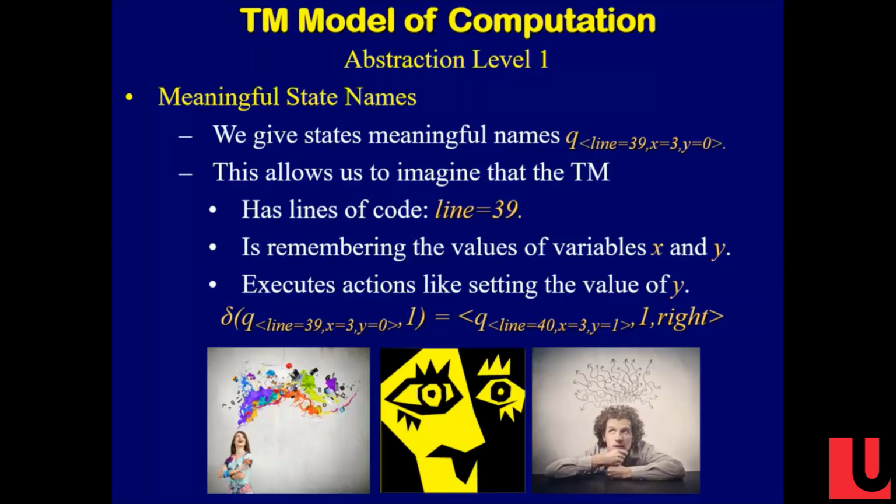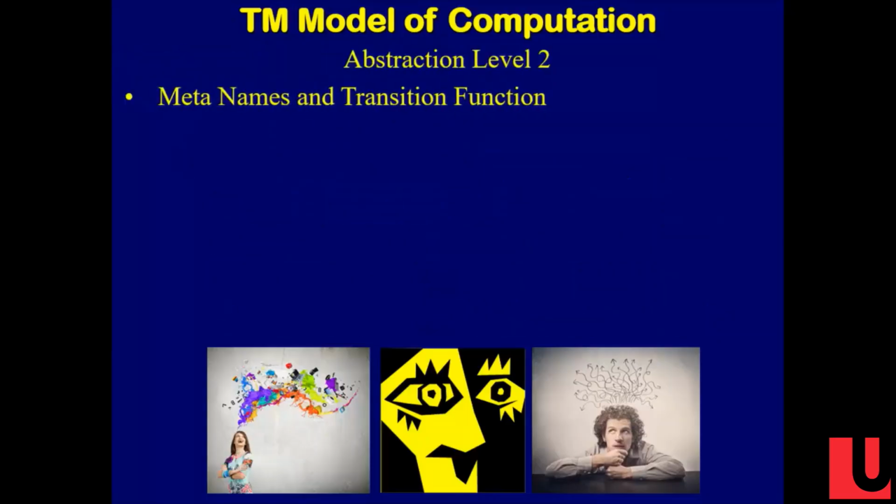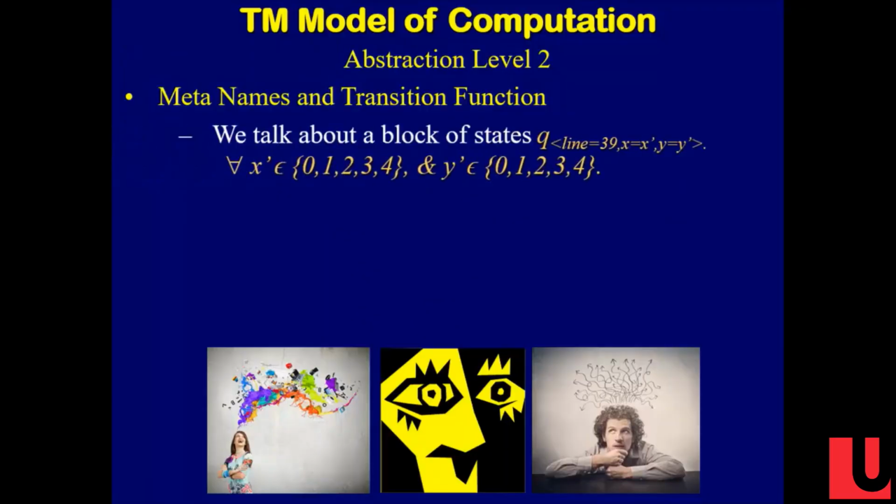Now we're going to go up a level again. We're going to talk about metanames. All right? So this is a way of talking about a set of states all at once. The Turing machine, remember, the one we gave had 2,700 states, and I don't want to talk about each of them separately. I want to talk about them as kind of friends, all my friends and relations. I want to do these things to them, right?